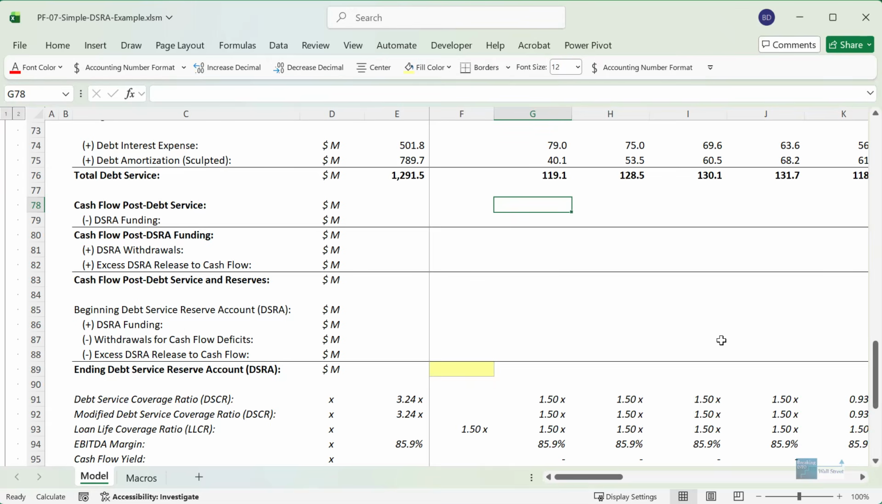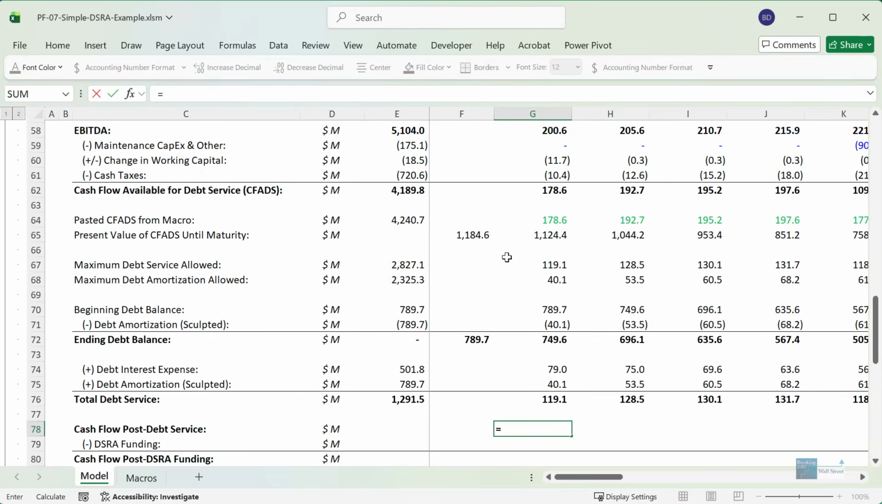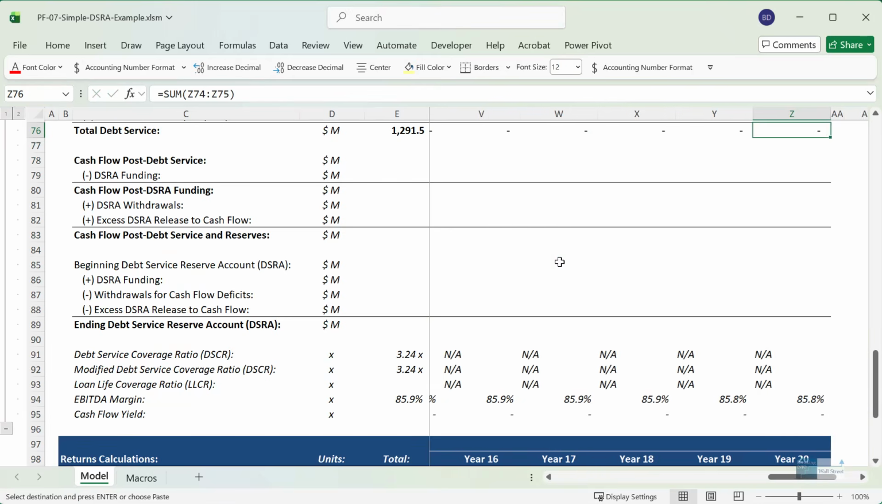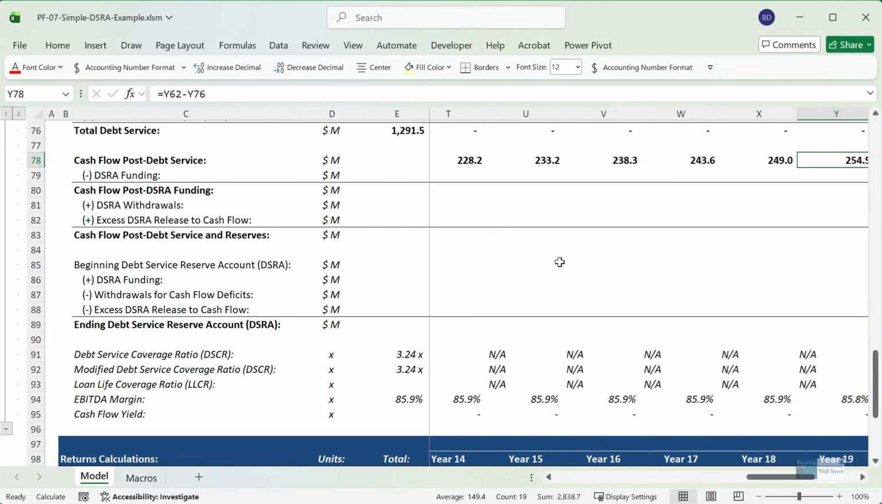We're going to start with the cash flow post debt service. So let's take the cash flow available for debt service and then subtract the debt service right here. And we can copy this across because we're going to need to reference this throughout.